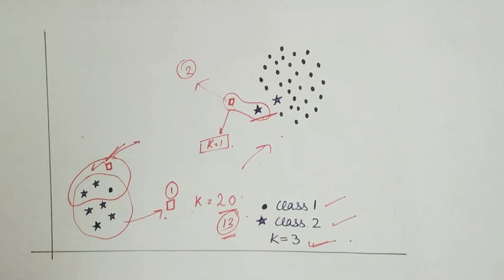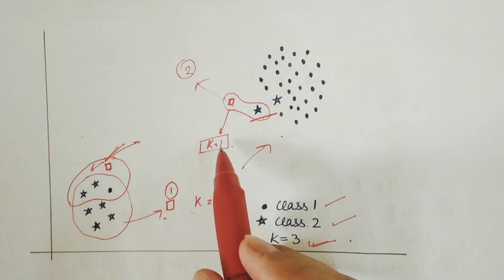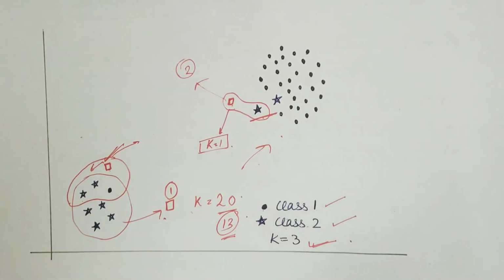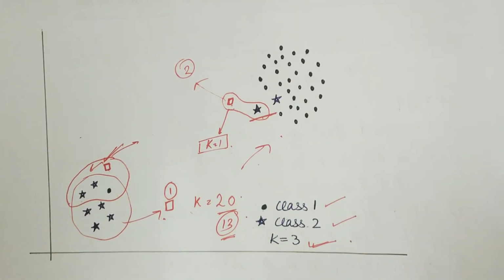So this is how we say that these are the two extremes which we should totally avoid. Neither take a very small value of k nor a very large value of k. Finally, as we are using majority rule, we should prefer an odd number for k.